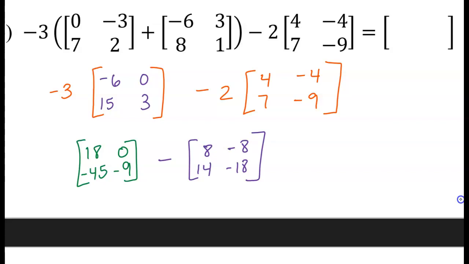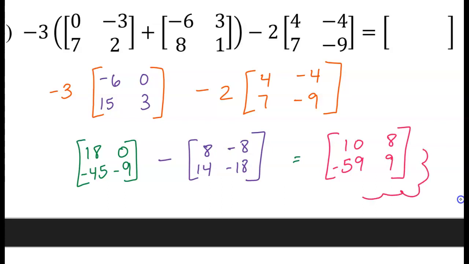And now that we have distributed those scalar multiples, we can subtract these two matrices. Let's do red, pink. 18 minus 8 is 10. 0 minus negative 8 becomes plus 8. Negative 45 minus 14 is negative 59. And negative 9 minus negative 18 is 9. And that's our final answer. So it's honestly just order of operations.